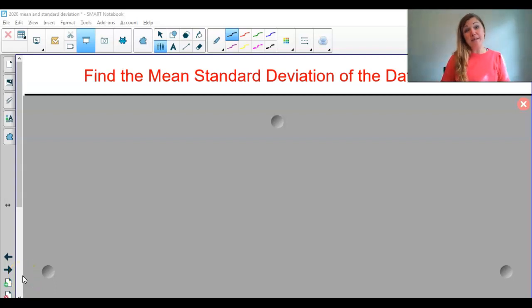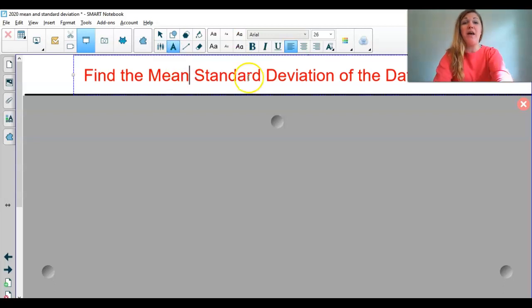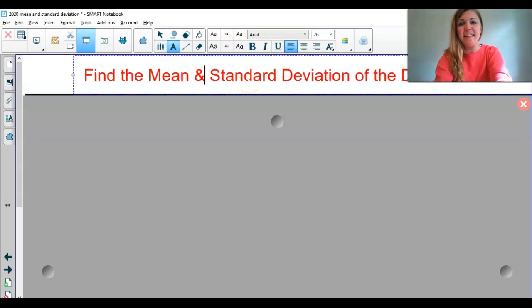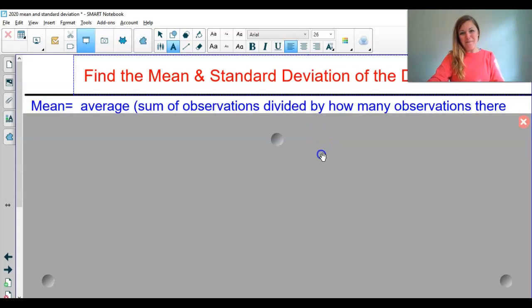Hi guys, our goal today is to be able to find the mean and standard deviation of a data set, as well as to interpret it, okay? First, let's talk about what a mean is and what a standard deviation is.